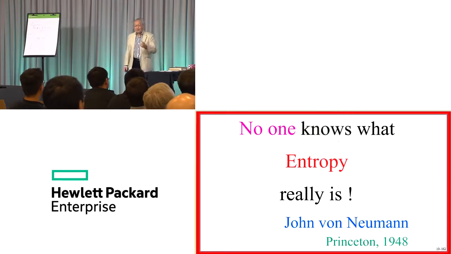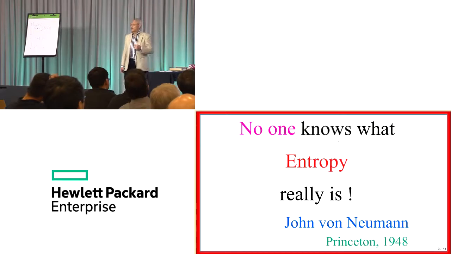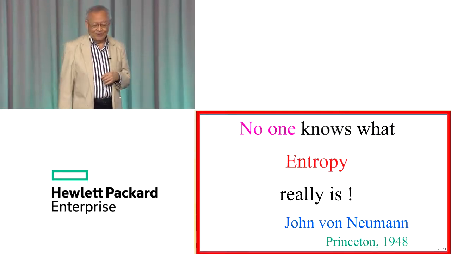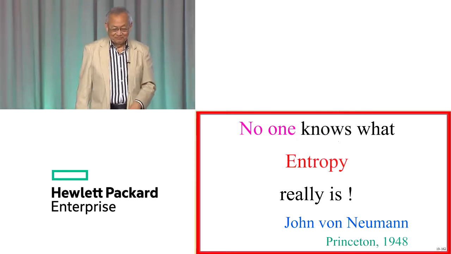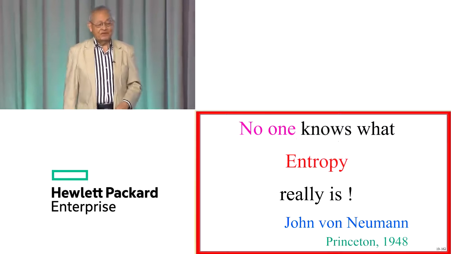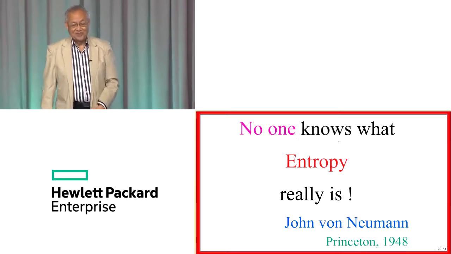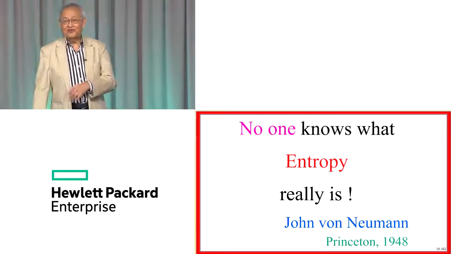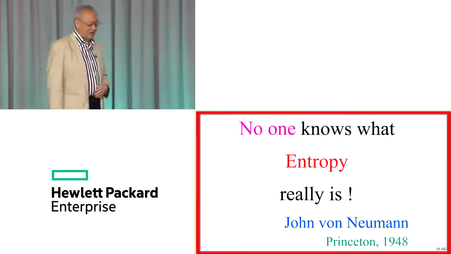And talking about entropy, by the way, I've always been confused about entropy, and I have to confess, I still am confused today. And I don't feel so bad because John von Neumann, whom many people consider the smartest guy around, said that no one knows what entropy really is. That was in 1940, and that's John von Neumann. So it's a non-trivial concept, okay?